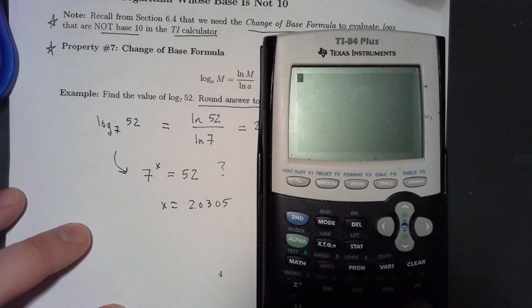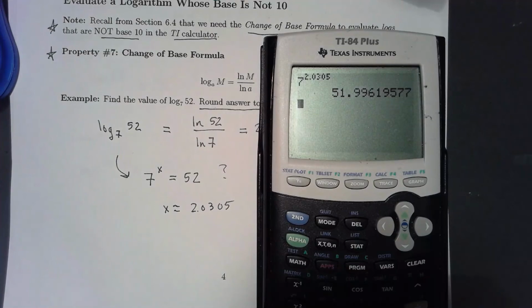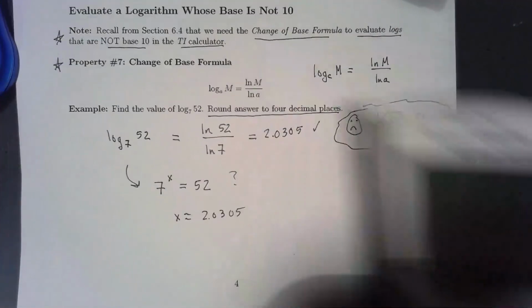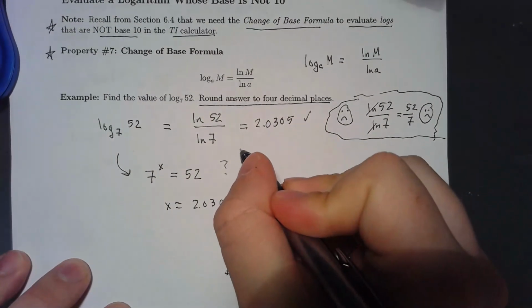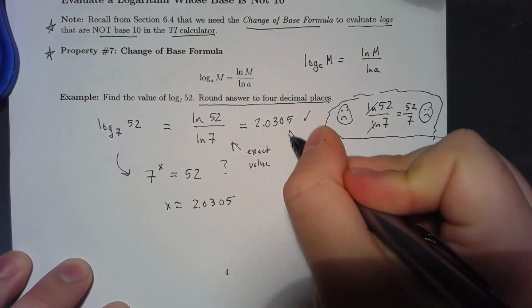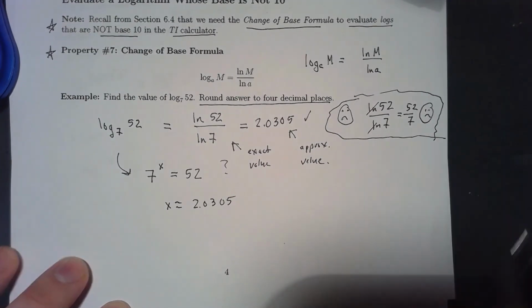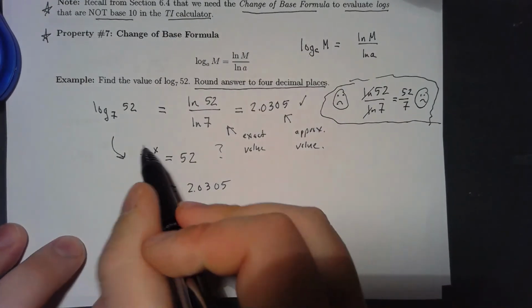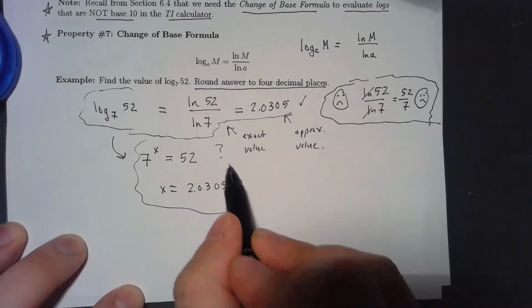If you did 7 to the 2.0305 power in your calculator, it's an approximation, so you're not going to get exactly 52, but you're going to get pretty close to it, 51.99. But we just usually leave it like this. That's the exact value. This is the approximate. So that's what this right here is just saying as an equivalent expression.